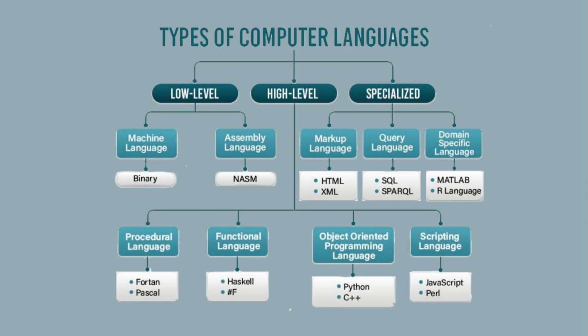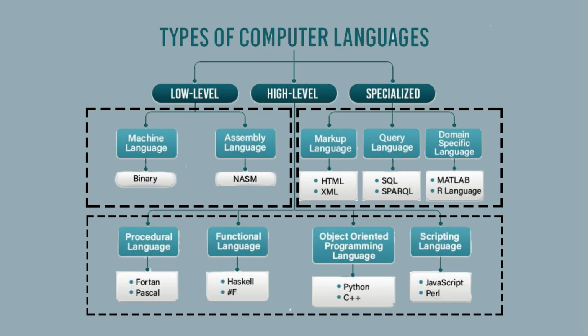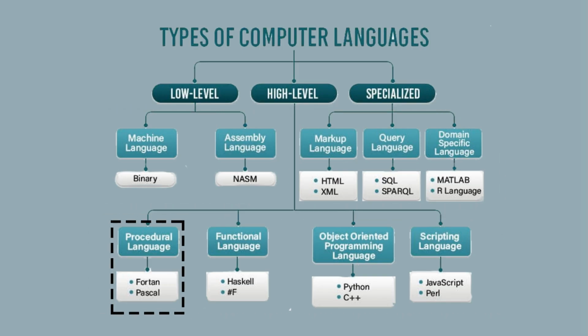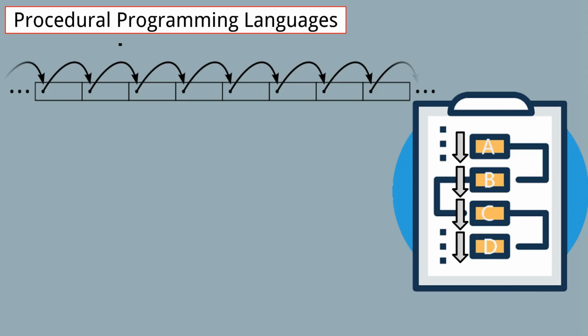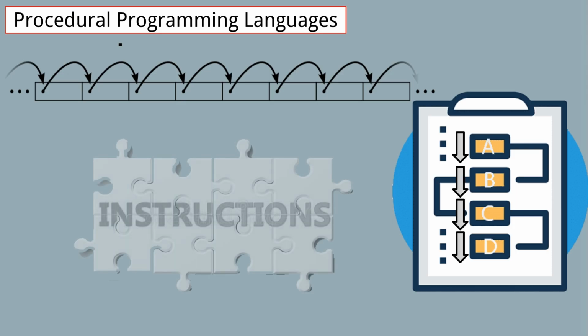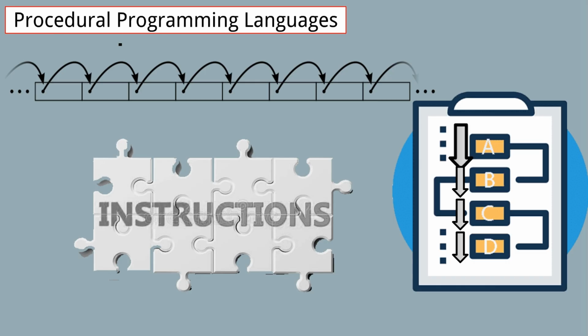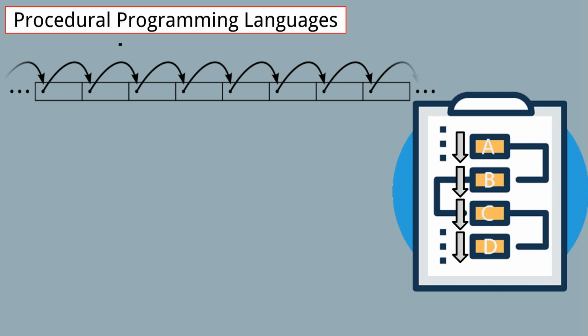Thank you. There are various types of programming languages, each designed with different purposes and applications in mind. Here are some of the main categories. First one is procedural programming languages. In procedural programming languages, a program is divided into a series of procedures or functions that are executed in a sequential manner. These procedures contain a series of instructions that are performed step by step to solve a problem or complete a task. Examples include C, Pascal, and Fortran.